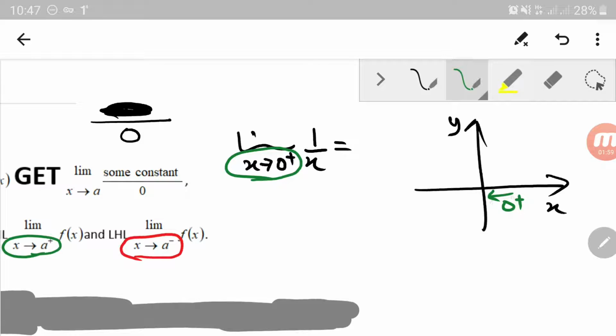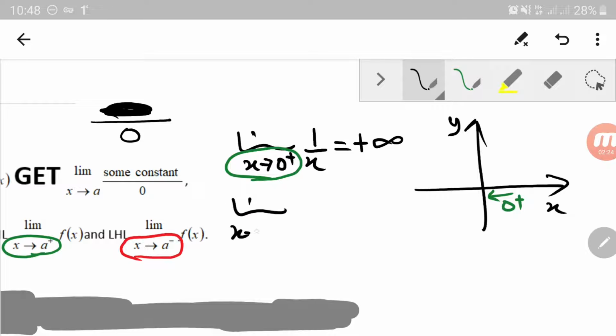As you can see, the values of x closer to 0 are greater than 0. So if we divide 1 by those numbers, we will get positive. Therefore, we have a positive infinity.